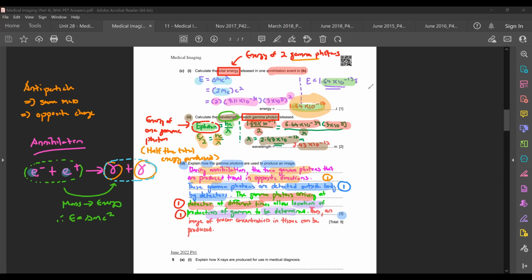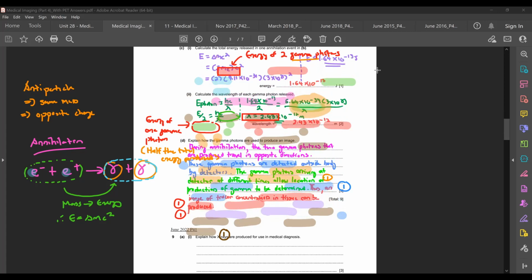All right, and then the last one that you can say here to finish off the question is that thus an image of tracer concentration in the tissue can be produced. This is another point here. So that is for this question here. For the first time that it came out, it is pretty straightforward. Okay. Then after that, if you're okay with this, let me move on to the next question.